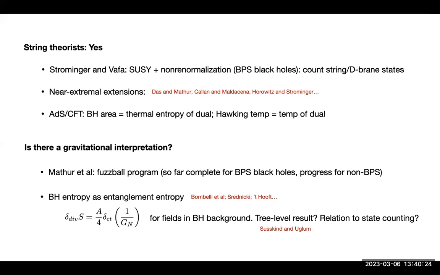The black hole area matches nicely to the thermal entropy of the dual. The Hawking temperature is just the temperature of the dual field theory. The dual is just some quantum field theory, so it seems all consistent with a statistical origin. So you might ask if there's a more direct gravitational interpretation, one that you can talk about directly, if you like, in the bulk.